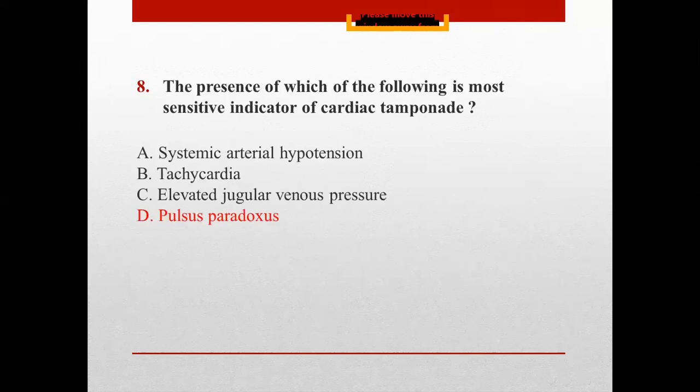Here we are talking about the most sensitive indicator of cardiac tamponade from these signs. Of course, all of these can occur in patients with cardiac tamponade: arterial hypotension, tachycardia, elevated jugular venous pressure, and pulsus paradoxus. But if we are going to choose one of them as more sensitive than the others for cardiac tamponade, it is pulsus paradoxus. Okay. So to the next question.